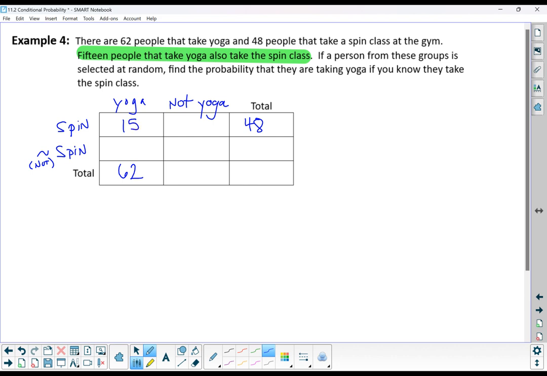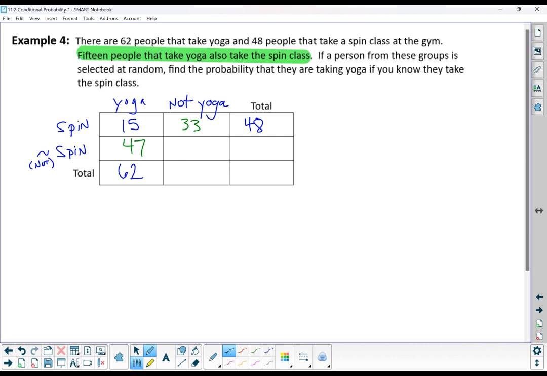So we have these numbers given to us, and so we could calculate some of these other categories if we wanted. So for example, if there's 15 people in yoga and spin, that means there are 33 right here that are in the spin class but not taking yoga. And if there are 62 total people in yoga, but 15 of them are in spin, that leaves 47 that are not in spin.